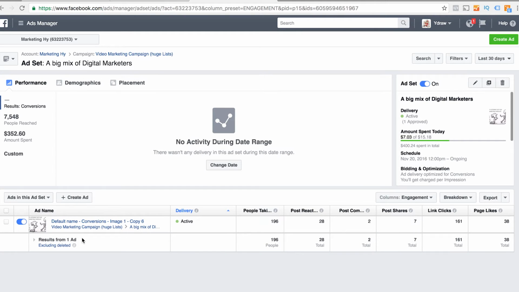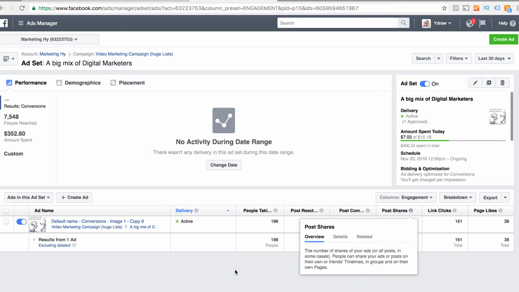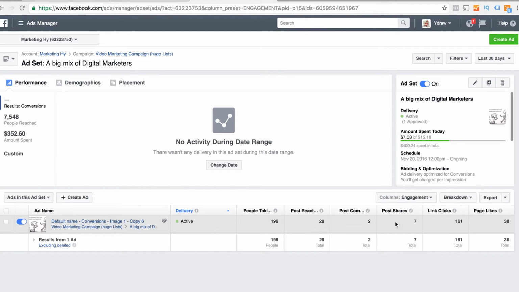And the first thing we are going to talk about is the engagement of the ad. So this ad has had 7 different shares. It's been clicked on 161 times to go to our site. It's got 38 likes. So first off, our ad is getting great engagement. That's one of the first factors that we look at when looking at our ads is the engagement.